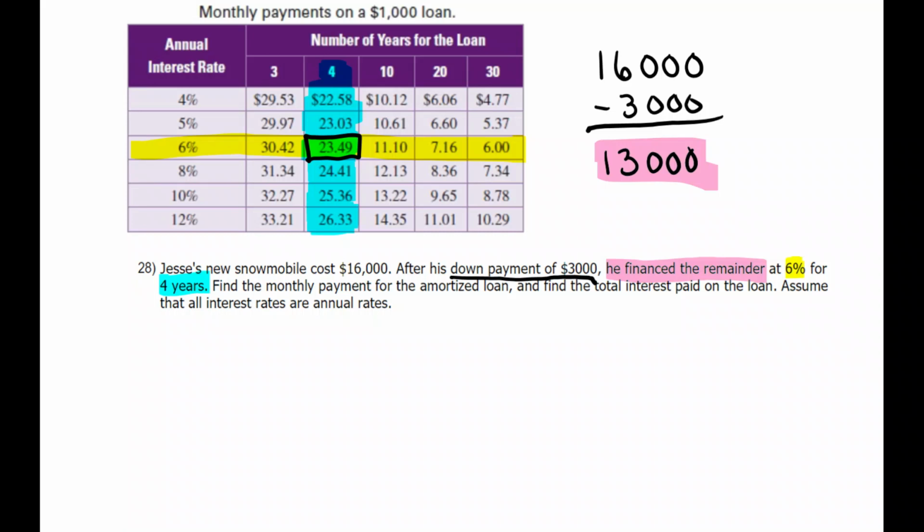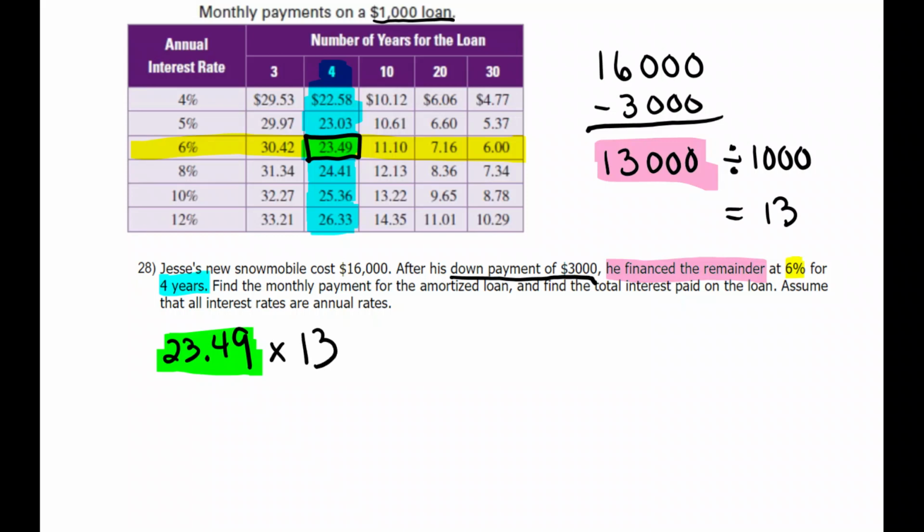Now remember, this table will do monthly payments on a $1,000 loan. So I have to take the $13,000, divide it by 1,000, and that's going to equal 13. 13 is what I have to multiply the $23.49 by. $23.49, that was this green number that I got from the table. That is how much you pay per $1,000 that you borrow. He has borrowed $13,000, so I have to multiply it times 13. And that's gonna give me $305.37.